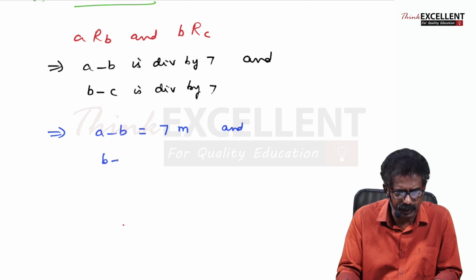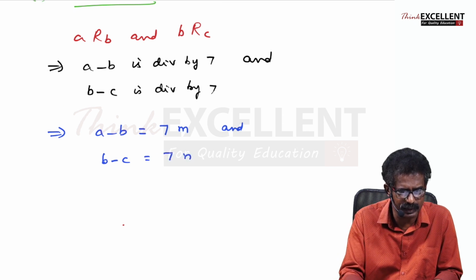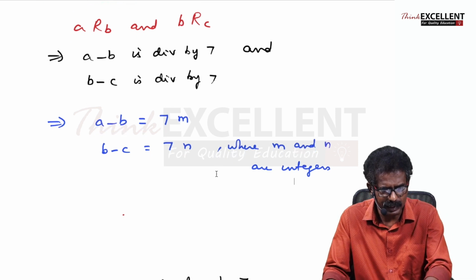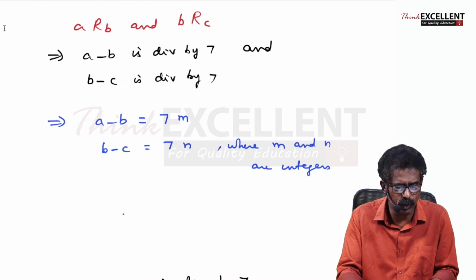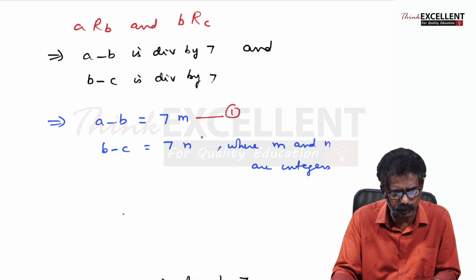B minus C is divisible by 7, so you take it as 7n. So I am taking one as 7m, another one as 7n. But remember, m and n are integers. But the answer, what do you need? A minus C. So what we are going to do? Very important step. I am taking these as equation 1 and equation 2. So we are adding 1 and 2.